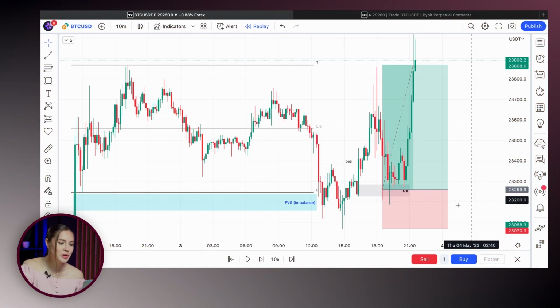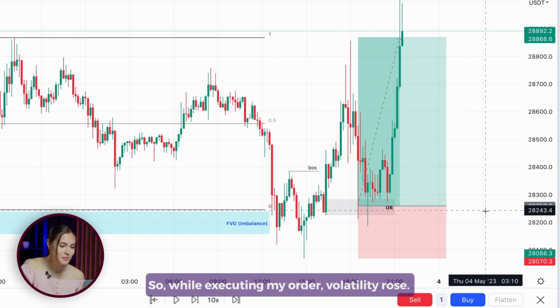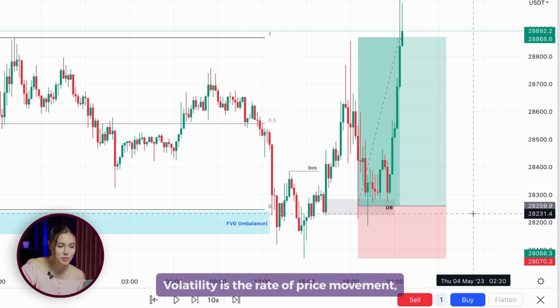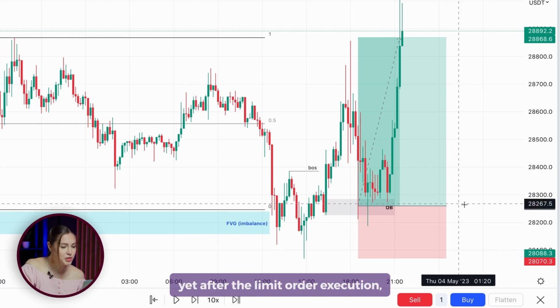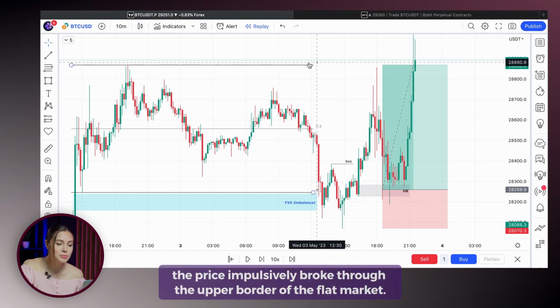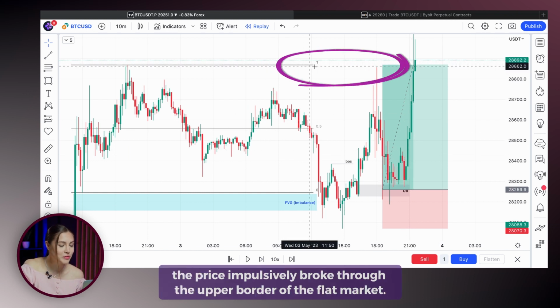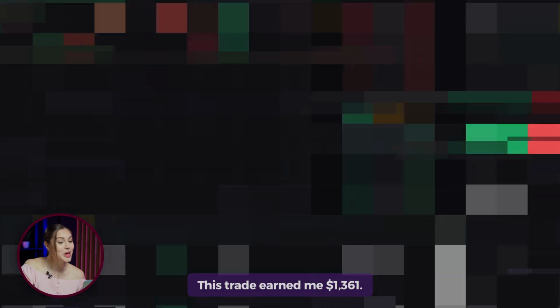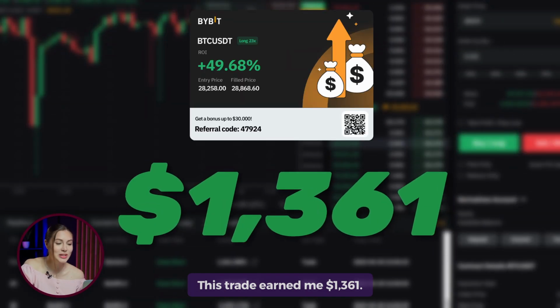So, while executing my order, volatility rose. Volatility is the pace of price movement, yet after the limit order execution, the price impulsively broke through the upper border of the flat market. This trade earned me $1,361. That's it about day one.